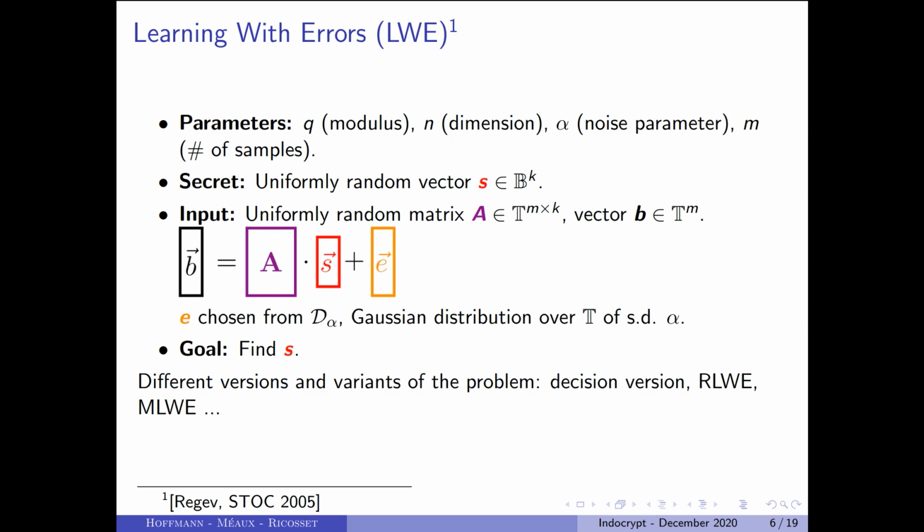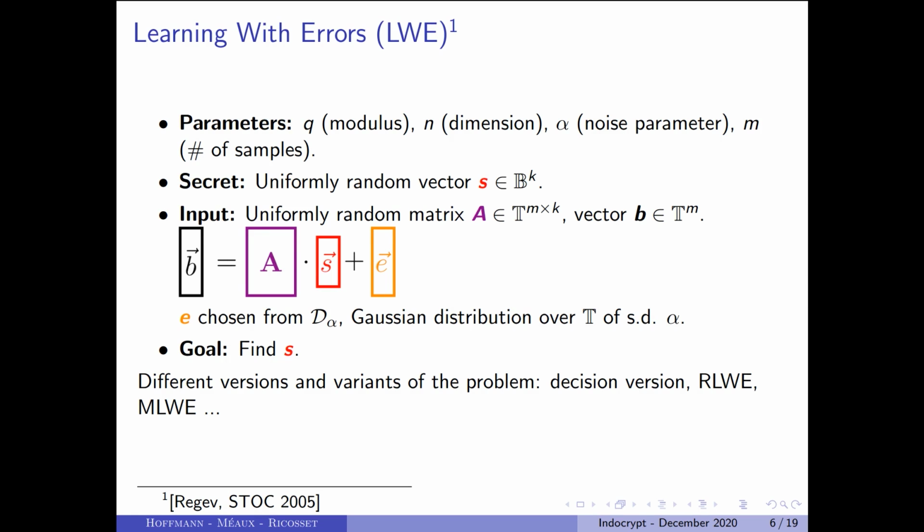Learning with errors is a very common problem that is used in many lattice-based schemes. The idea behind it is pretty simple. If you have a secret vector S and are given public vectors A and the scalar product with S, if you have enough public vectors A, you can retrieve S. It's equivalent to solving a linear system. So you just perform Gaussian elimination and so on.